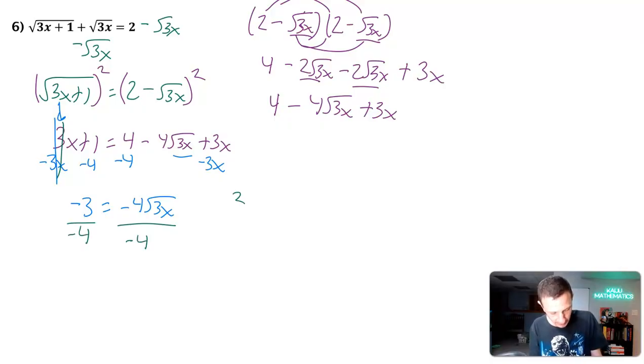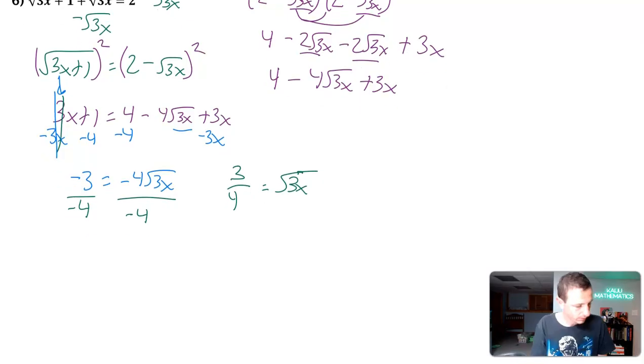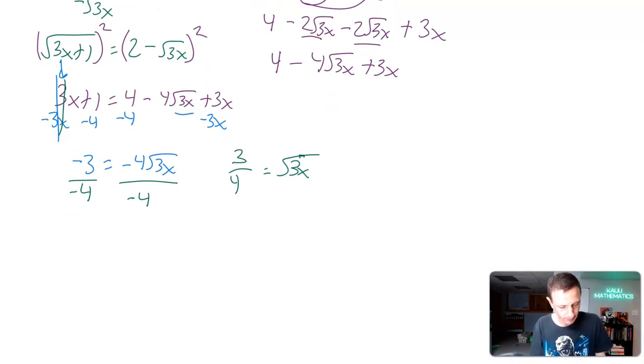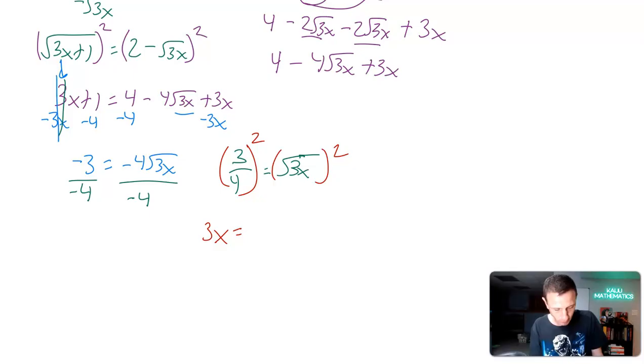So I'd have positive 3 over 4 equals square root of 3x. Good step there: negative over negative is a positive 3/4. Then I just square both sides. Boom, bam, and we get 3x equals 3 over 4 squared, which is 9 over 16.